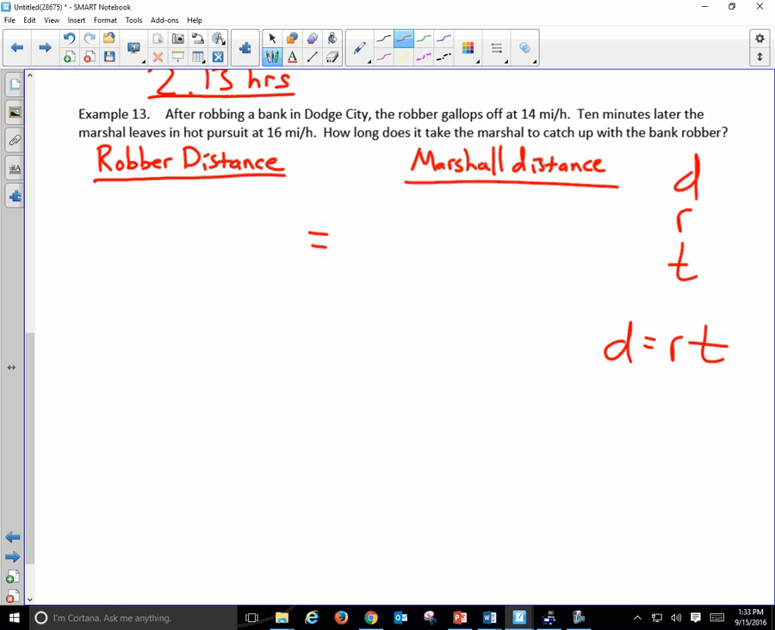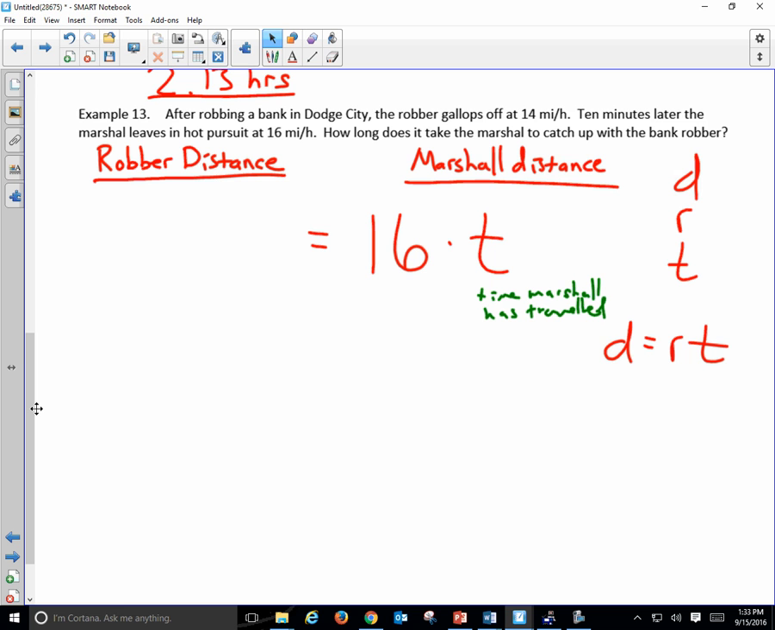So what is the rate of the marshal? Not a trick question. 16 times t, t being the amount of time the marshal has traveled. This isn't the amount of time that the bank robber has been traveling. He's been traveling 10 minutes more. Agreed? Okay. So that's equal to, now we got to do the robber's distance.